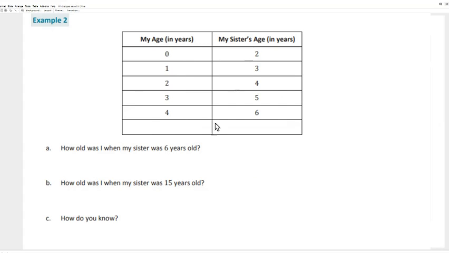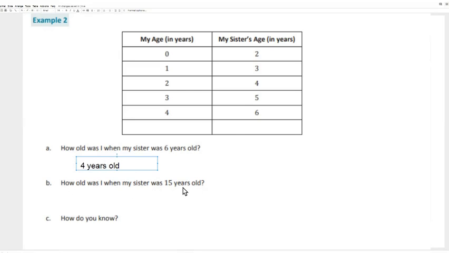We have my age and my sister's age. But now it says, how old was I when my sister was 6? Well, if we look at the table, if my sister was 6, I would be 4 years old. So if that's the case, how old would we be? It would be simply 4 years old. Let's get a text box down here and put 4 years old. Go to the next one.